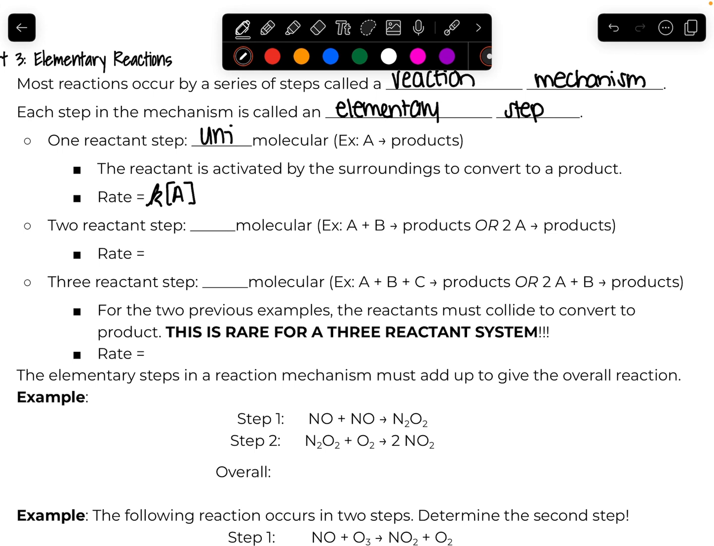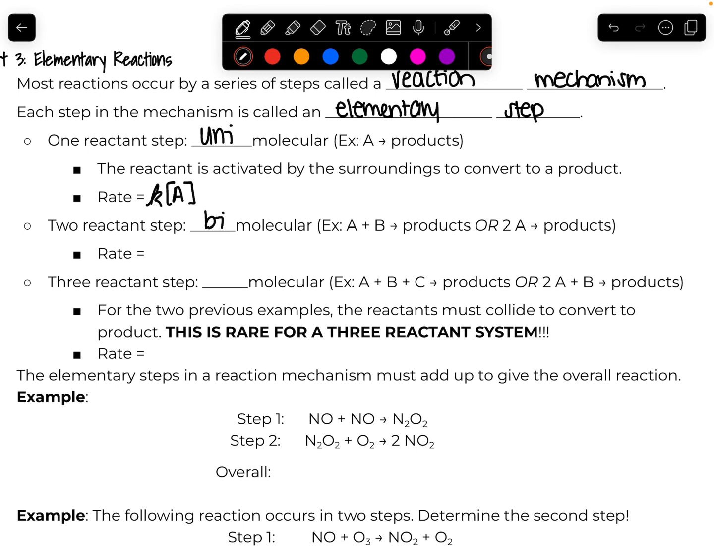So let's say instead you had a two reactant step. What's a prefix you know for two? Bi. So this would be a bimolecular step. Remember that for reactions like this, you could have a reactant with a coefficient of 2, so it's doubly dependent upon that reactant. Or you could have two different reactants. So my examples there are A plus B or 2A that would yield your products.